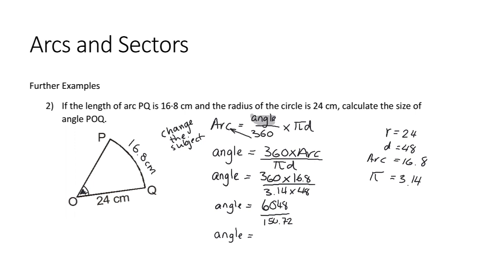40.127388854. And I'm going to round that to 2 decimal places. So my angle is 40.13 degrees. Big points in that one will always be identifying the fact that I'm trying to work out an angle. So that's the main part here. We're not being asked to work out the arc. And then being confident with changing the subject in order to get the angle on its own.